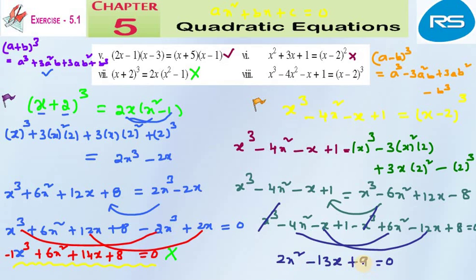Here we have 3 terms and the x square term is present, and if I compare with ax square plus bx plus c, yes, the equation we got is a quadratic equation. So the fourth one is a quadratic equation. Why? Because we have 3 terms, and not only that, the highest degree of the equation is 2. So that is a quadratic equation.